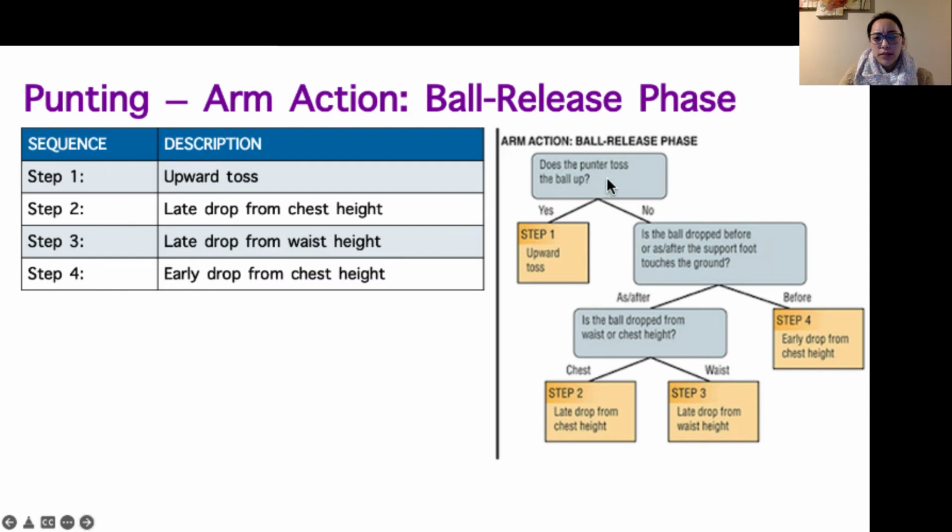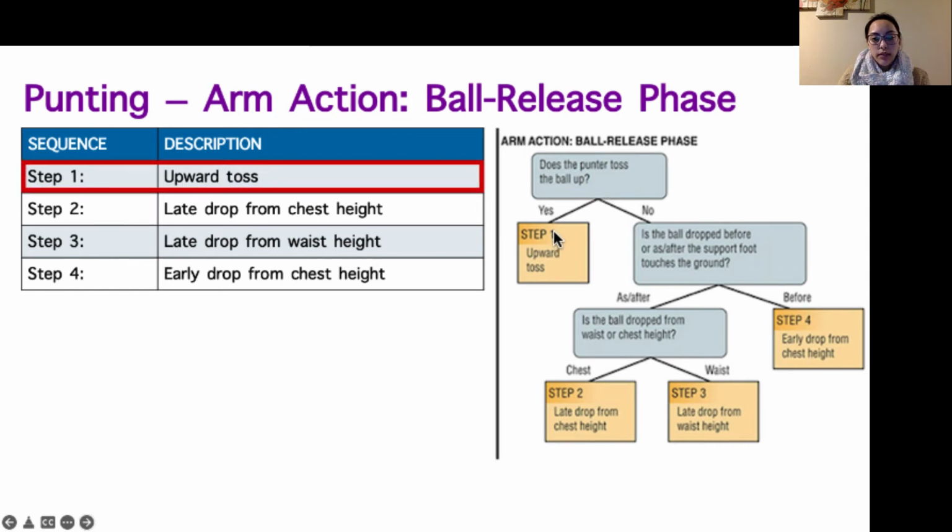So the first question we ask ourselves is, does the player toss the ball up as a part of their release? If we say yes, the person would be at step 1 with an upward toss classification. So usually in a step 1, the hands are on the sides of the ball. It's tossed upward either after the support foot has landed, or if there's no step, it's just a toss-up.